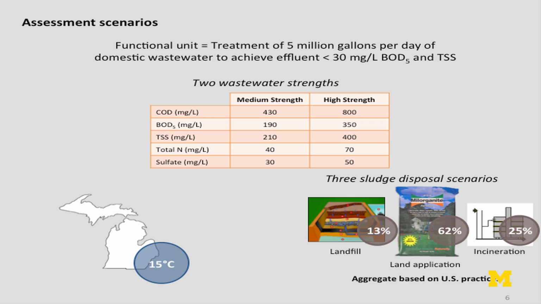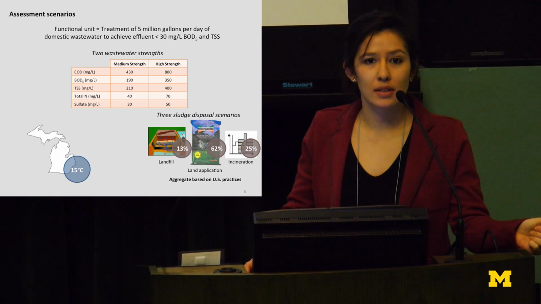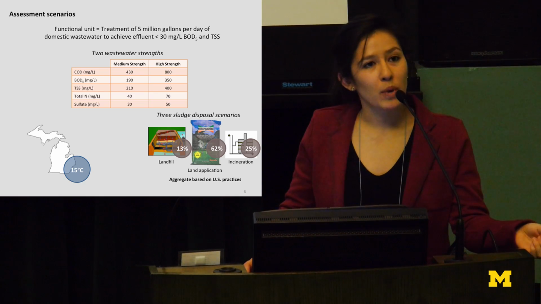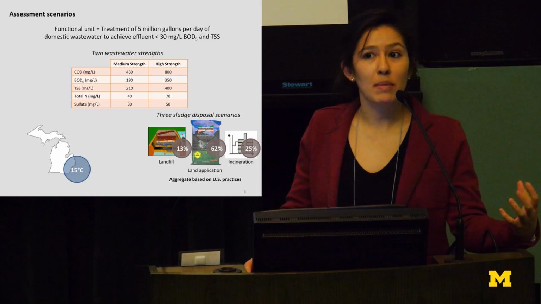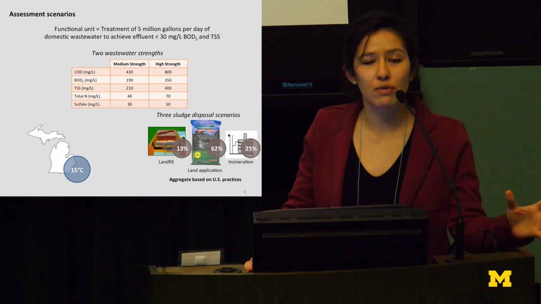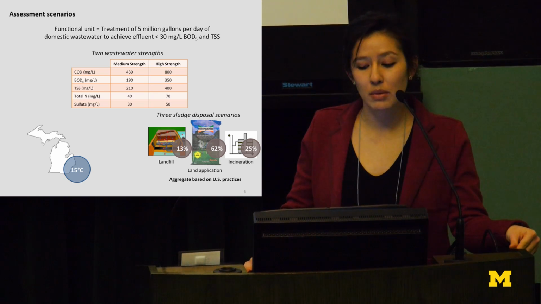Okay, so to get into our LCA, what we did is we defined our assessment scenarios as the treatment of 5 million gallons per day of domestic wastewater to achieve 30/30 effluent standards. And we did a bunch of different scenarios. We looked at two different wastewater strengths, one which is a medium wastewater strength, which is probably more typical of the US, COD of 430 milligrams per liter, and a higher strength wastewater of 800 milligrams per liter.